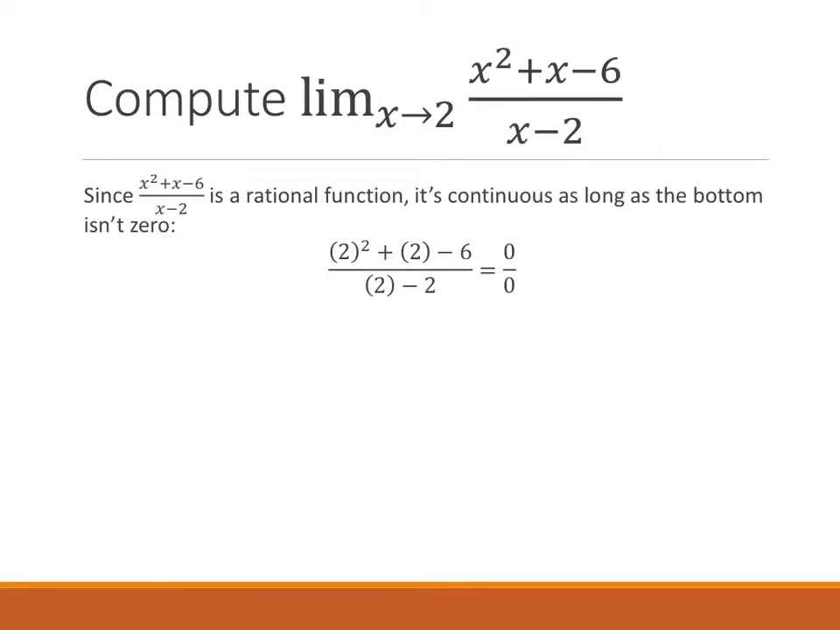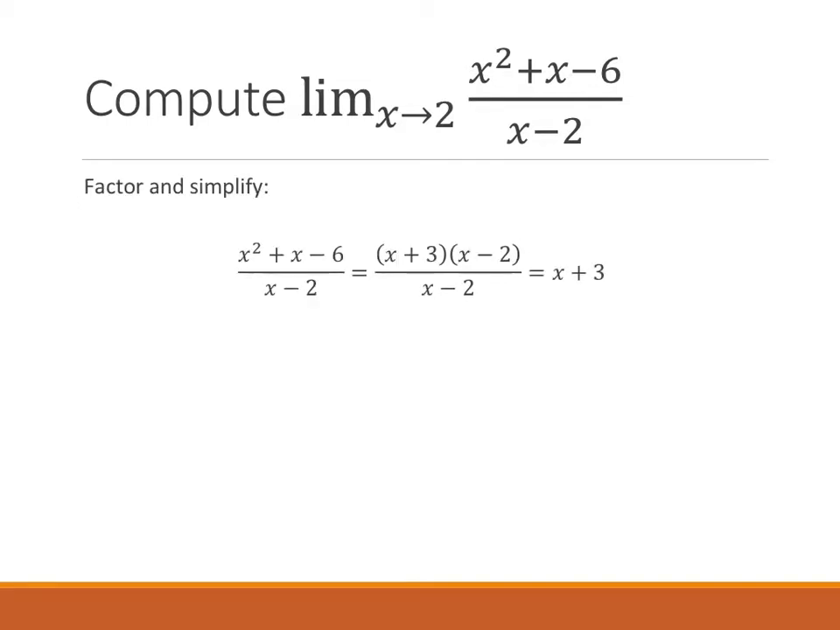Here we have a more complicated looking example. The limit as x goes to 2 of x squared plus x minus 6 over x minus 2. And we think to ourselves, well, that's a rational function, and so that's continuous as long as the bottom isn't 0. So what we do is we try plugging in x equals 2 and see what we get. If we get a 0 on the bottom, then we have to do something else. And in fact, that's exactly what happens in this example.